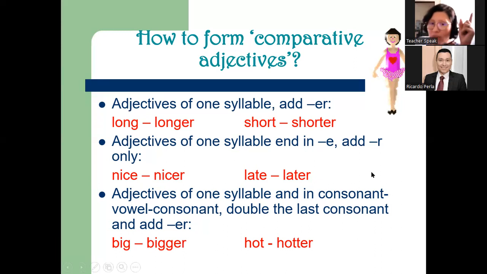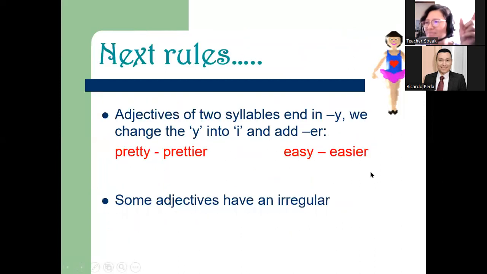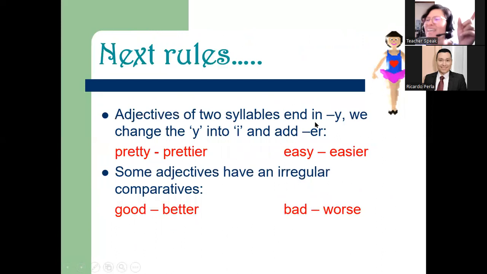Now, there is one more thing, and that is that when the adjective ends in Y, right? If the adjective ends in Y, we change the Y to I, and then we add ER, like pretty, prettier, easy, easier, right? And also sometimes we have irregular comparative adjectives, like good, we don't say gooder, it is better. Or bad, we don't say badder, it is worse, right?